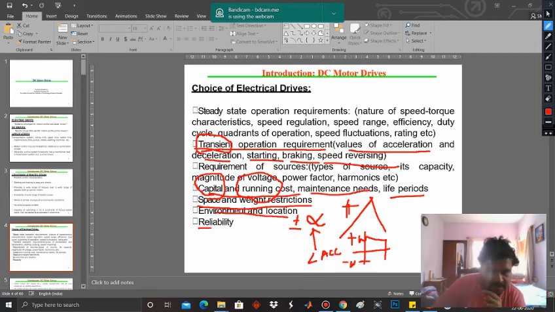And finally, last but not the least, you have to see whether your system is reliable or not. Whatever operation you are doing, that thing has to be reliable, or else your system is not acceptable. That you have to check.